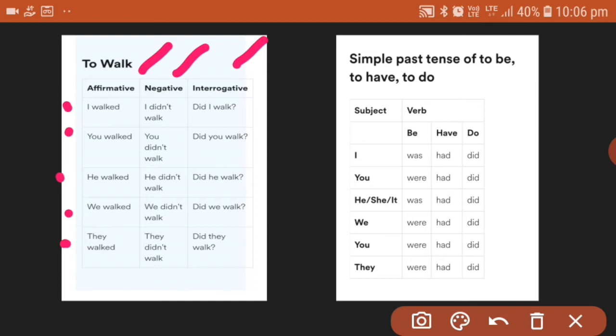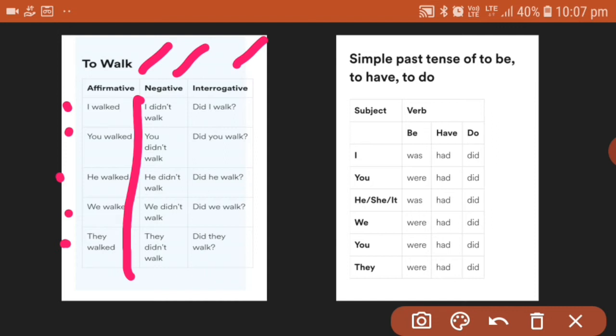I didn't, you didn't. After that walk, as I told you, I didn't walk, you didn't walk, he didn't walk, we didn't walk, they didn't walk. It means here you can see all sentences are the same, only the subject varies.